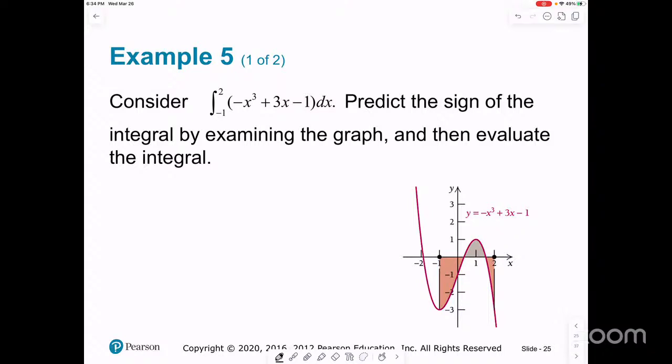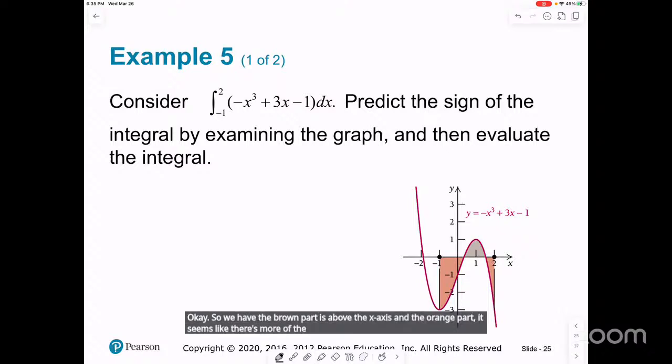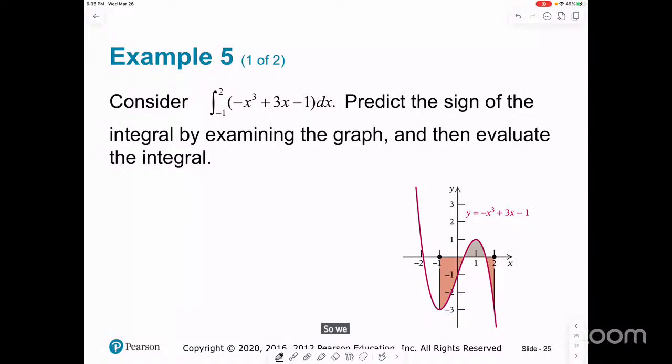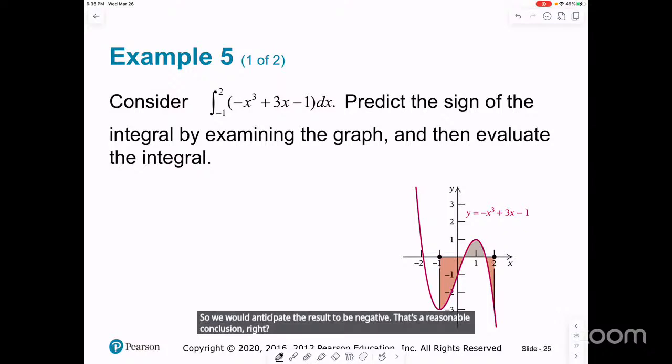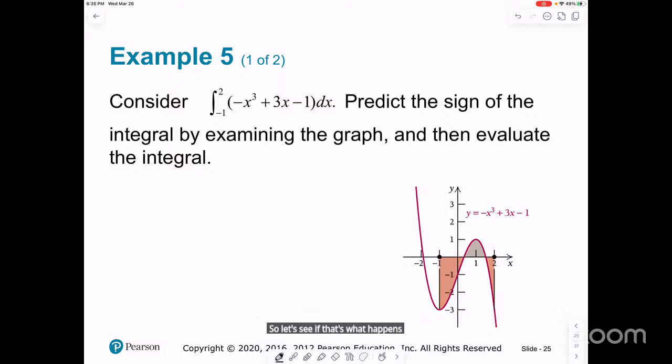So we have the brown part above the x-axis, and the orange part, it seems like there's more of the graph that's below the x-axis versus the amount that's above. So we would anticipate the result to be negative, right? That's a reasonable conclusion, right? So let's see if that's what happens when we take this integral. All right, let's give it a go.